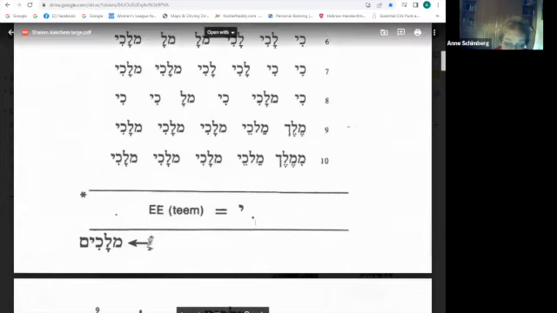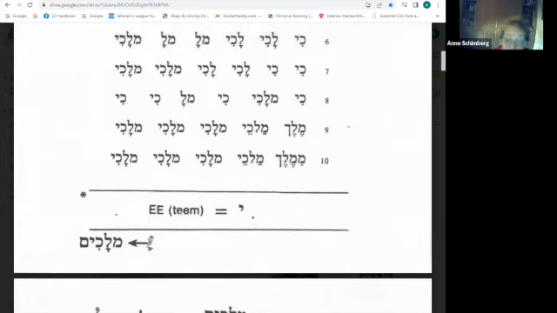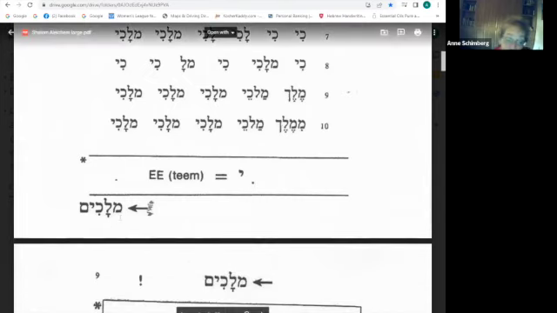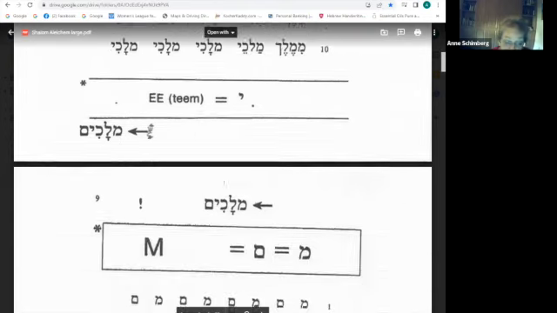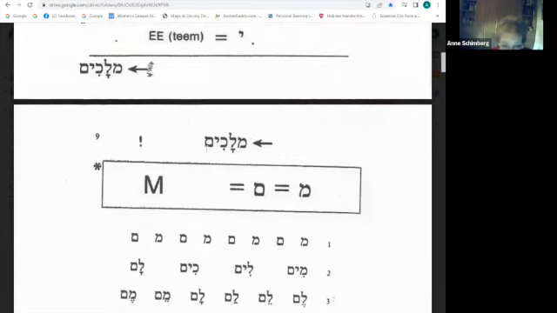So the dot with the yud is that double E, like in team. He uses it in green. Whatever it is, it's the E sound. And then here he gives us melachim. We have a final mem, and our other mem is just m, because there's no vowel there. You will often see it with the two dots under it, and it'll go meh.